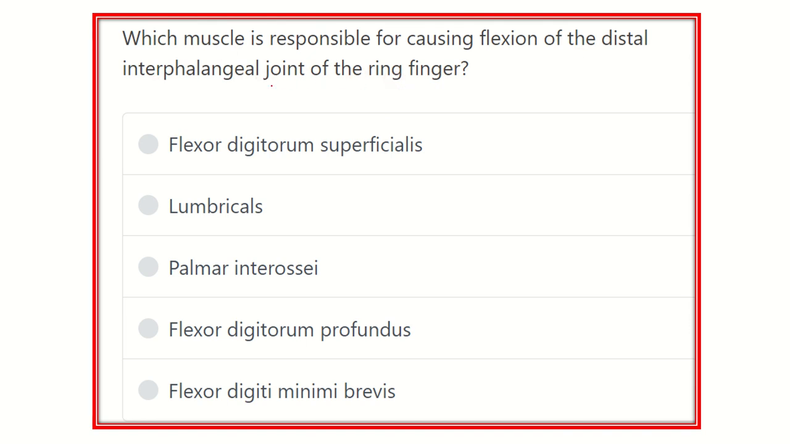So it is a direct question. We have to find the muscle responsible for flexion of the distal interphalangeal joint of the ring finger. Here the options are flexor digitorum superficialis, lumbricals, palmar interossei, flexor digitorum profundus, and flexor digiti minimi brevis. We have to find out which one of these muscles is responsible for this function.